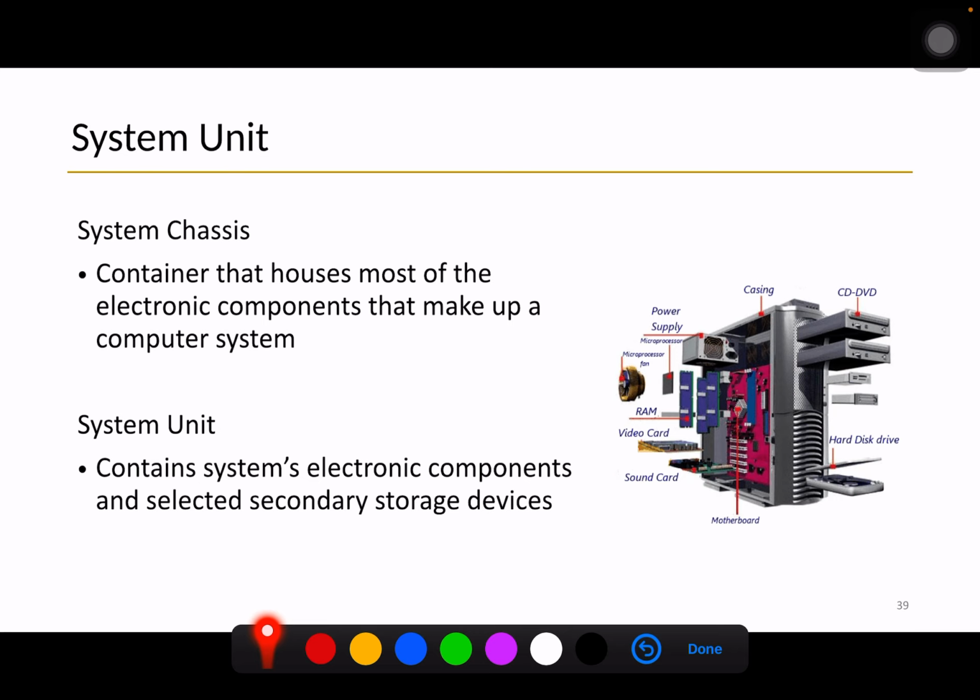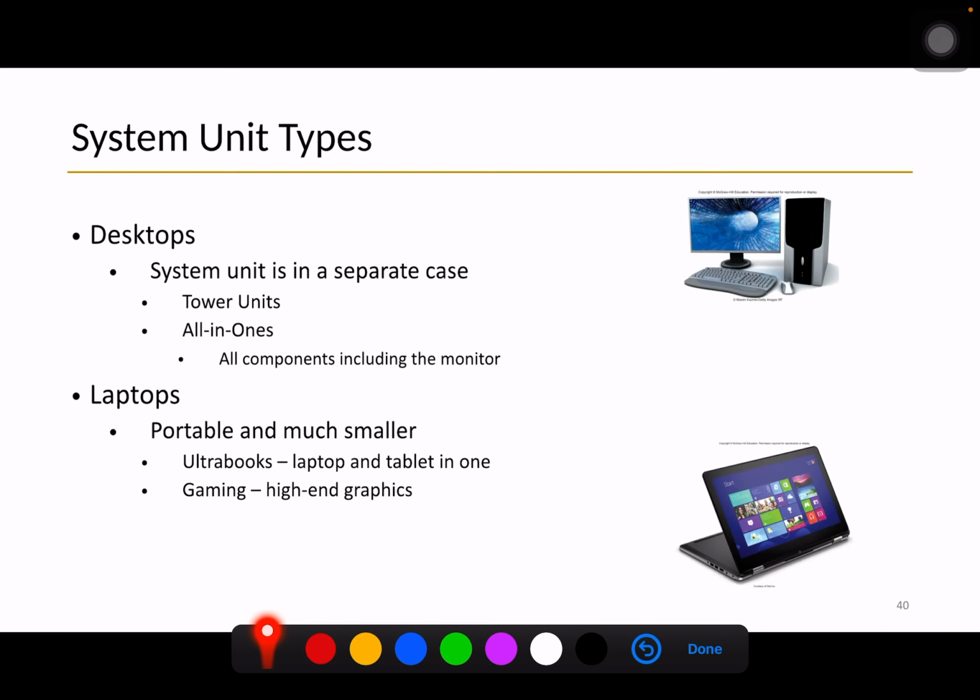The system unit is the thing inside the system chassis, containing system electronic components and selected secondary storage devices. All of these components, like RAM and the power supply, are the system unit. These are the types of system unit: we have the desktop and also the laptop. In the desktop, this is the system unit; these are only the monitor and the keyboard. This one is the system unit inside the system chassis. For laptops, it is located underneath our keyboard.